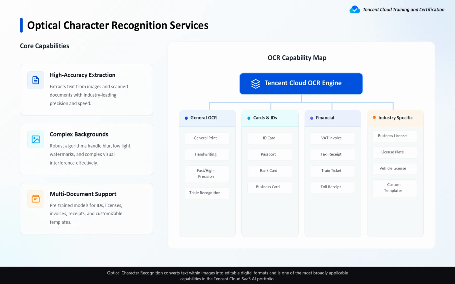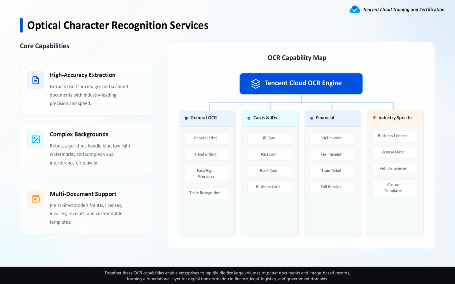Optical character recognition converts text within images into editable digital formats and is one of the most broadly applicable capabilities in the Tencent Cloud SaaS AI portfolio. Tencent Cloud's OCR services cover the full spectrum from general purpose to highly specialized scenarios. General text recognition handles most printed and handwritten text in images, extracting both content and positional information, the fundamental OCR capability for diverse document types.